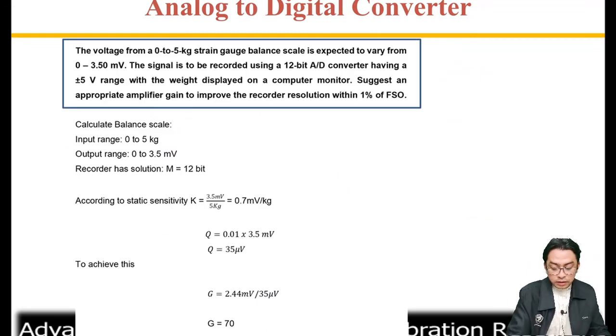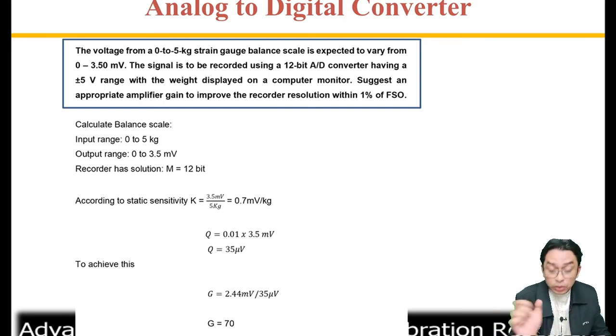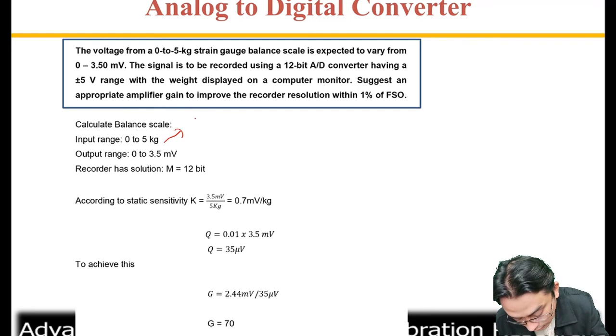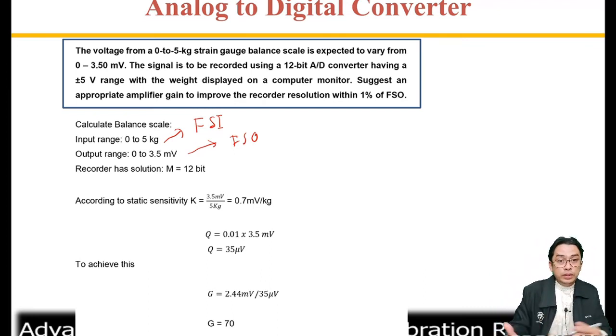Let's say we have a strain gauge balance recorder scale. The range of the balance scale is about 0.5 kilogram, and the output is about 0 to 3.5 millivolt. I can remark here, this is actually the FSI, and this one is FSO. And of course these two values are proportional to each other, which is linear.